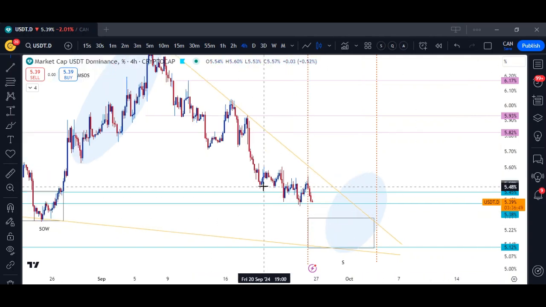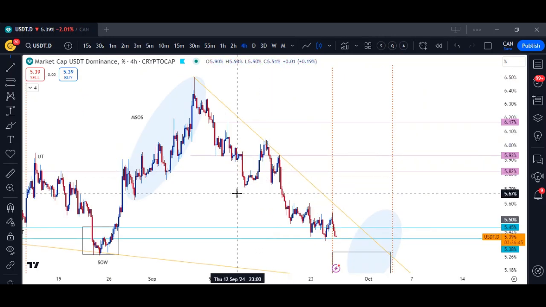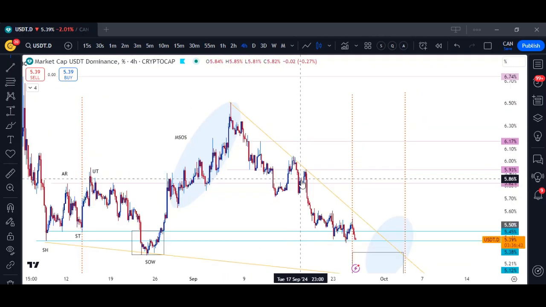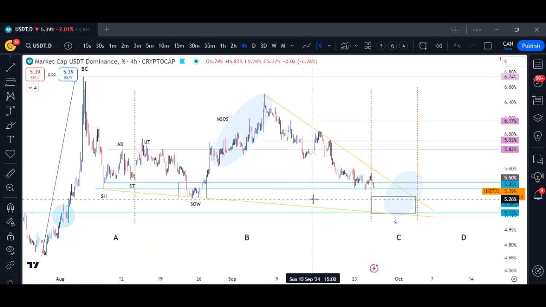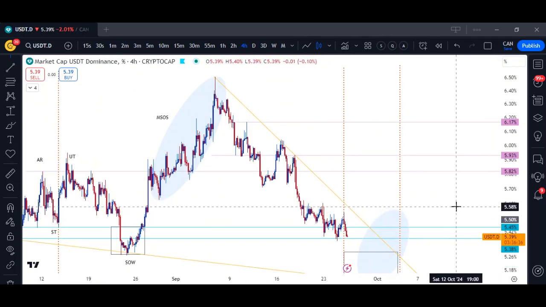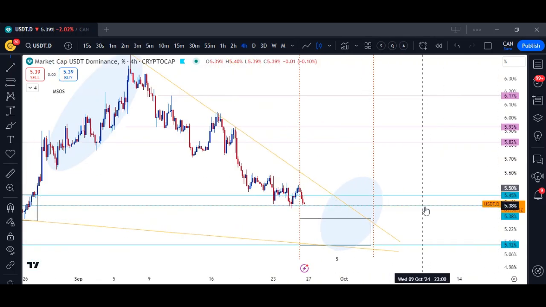Don't forget, these are all just analysis, and you have to do your own research and risk management in order to open and close positions. These should not be considered as financial advice, and you always have your own money at risk. So be careful with that.